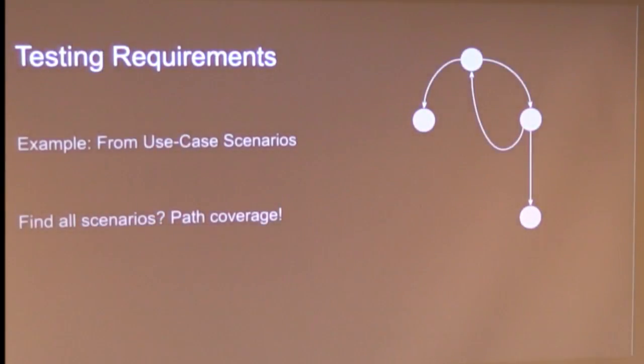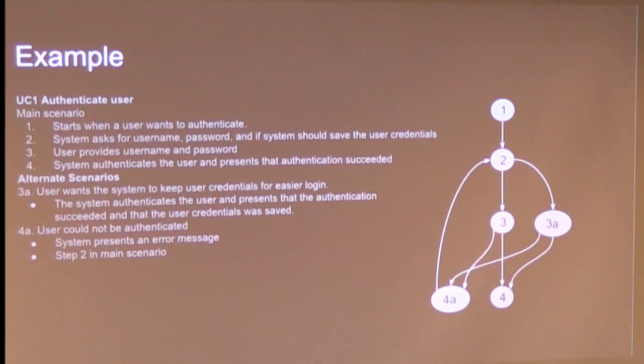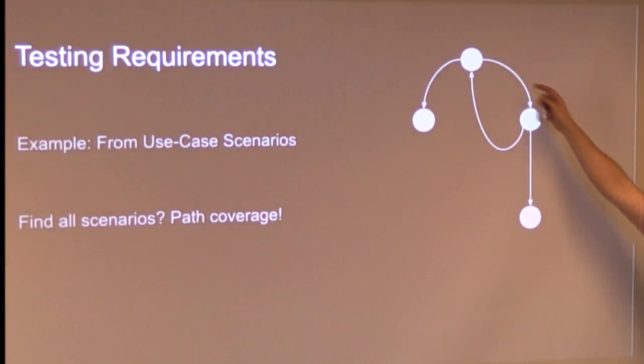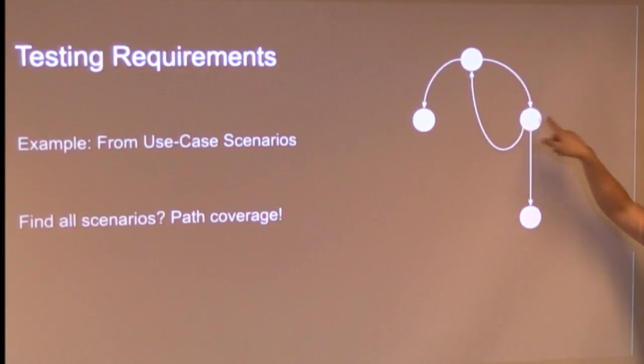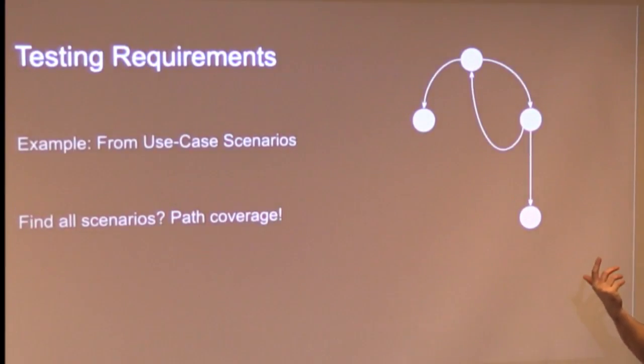So if we have a use case, we can depict that as a state diagram. In this case, we have a starting state in the beginning. Here's perhaps the main success scenario, perhaps the rightmost is some other scenario, and we can also have these loops back.